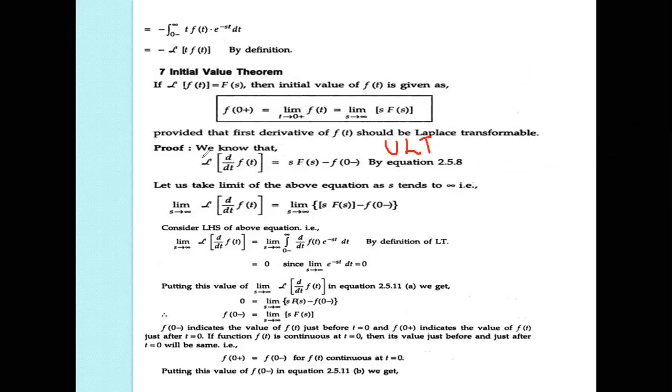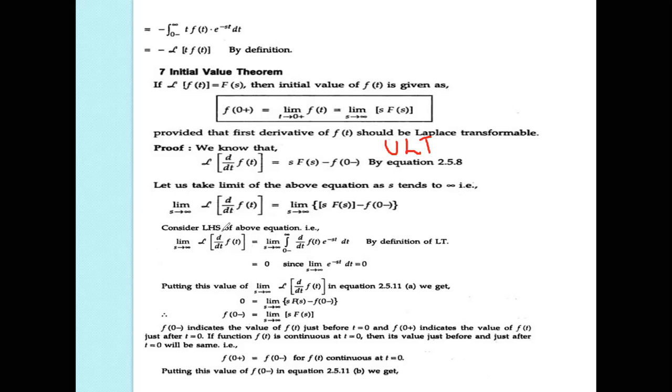Differentiation in the time domain, my dear students. Now on both sides, if I take the limit s tends to infinity, the limit of the Laplace transformation of d by dt of f of t is equal to the limit s tends to infinity of s into F of s minus f of 0 minus. Consider the LHS of the above equation. LHS is the limit s tends to infinity of the Laplace transformation of d by dt of f of t.